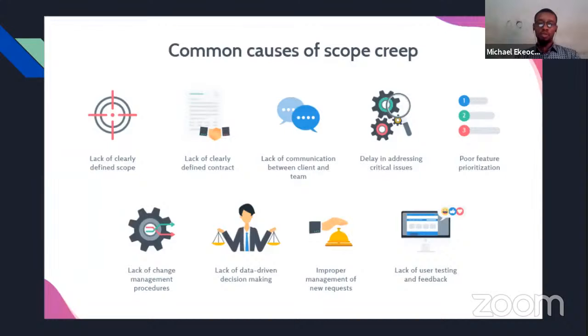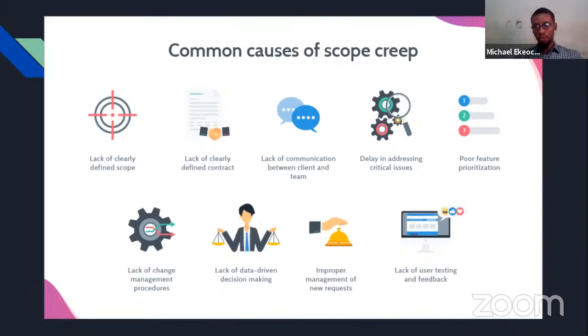Now, this image here shows common causes of scope creep. First one there is lack of clearly defined scope. If you've not defined the scope properly and done your proper documentation and all that, lack of clearly defined contracts, lack of communication between clients and team, delay in addressing critical issues.